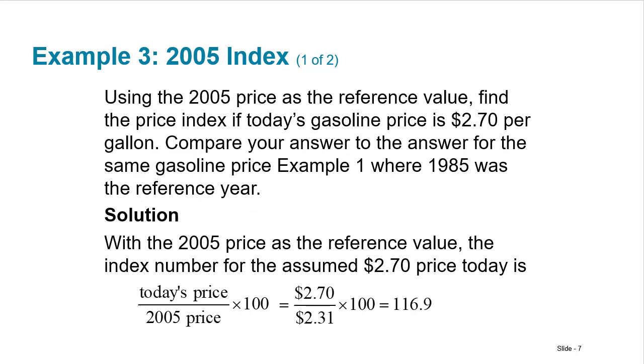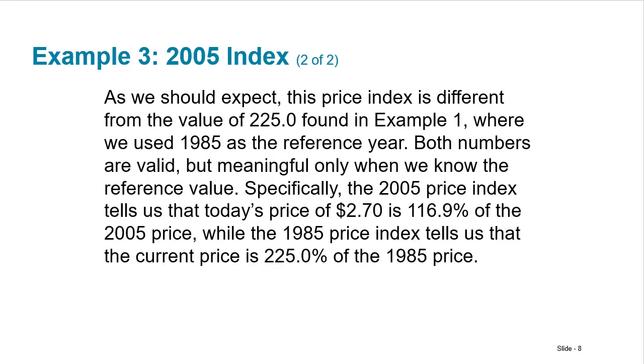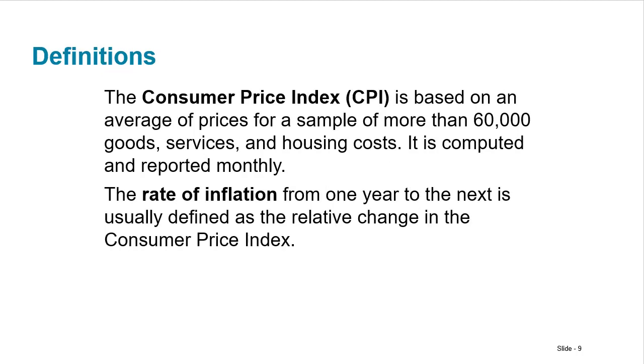So let's use the 2005 price as a reference value and find the price index of today's gasoline price, which is $2.70. Right, so now instead of dividing it by the price from 85, we're going to divide it by the price from 2005, and we get 116.9, or basically 16.9% higher. So as we would expect, the price index is different when we use a different reference number. Duh, right? So it's really just the same thing with a different reference. Are we going to compare it to 1985, or are we going to compare it to 2005?